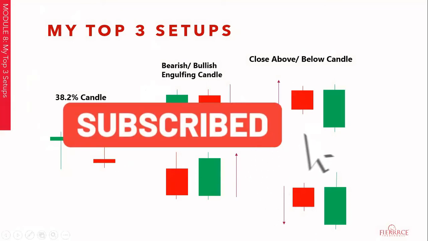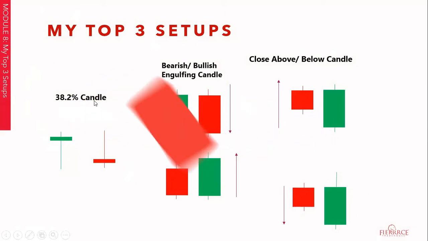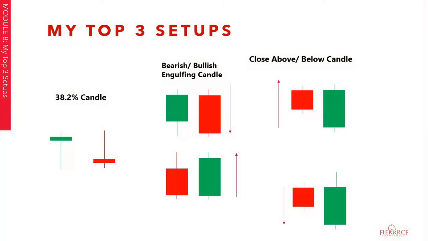So the first candle is the 38.2% candle. Now, if you remember the Fibonacci module, we talked about the ratios. 38.2% is just a ratio on the Fibonacci scale. Its equivalent is a 0.382 ratio. So this is the percentage of that ratio.